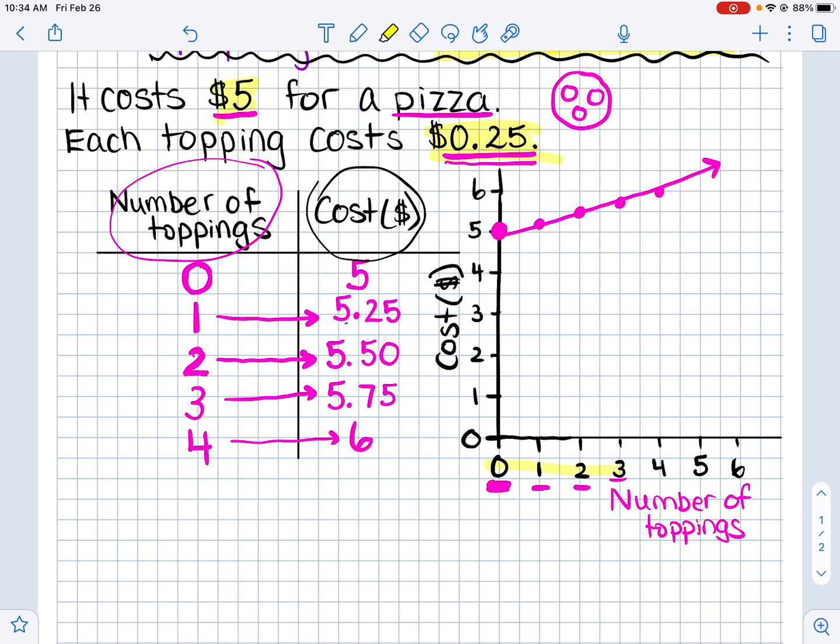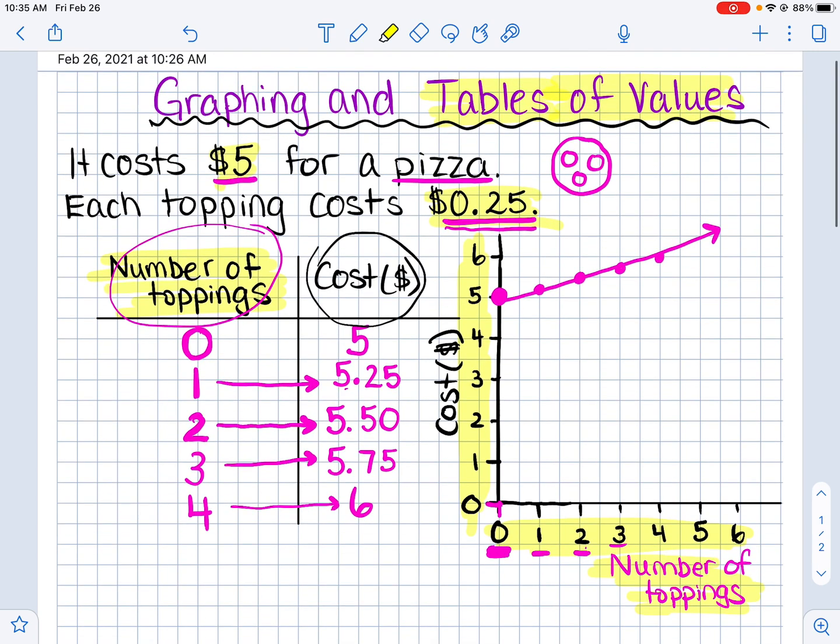So make sure your scale, this is your scale, and this is your scale, always starts at 0 and then goes up by equal amounts, like 1, 2, 3, or 2, 4, 6. And always make sure that this one, number of toppings, goes on the bottom. And that's it.